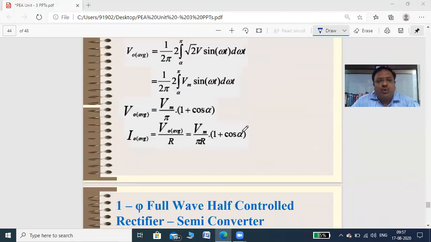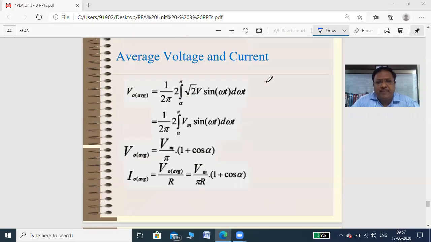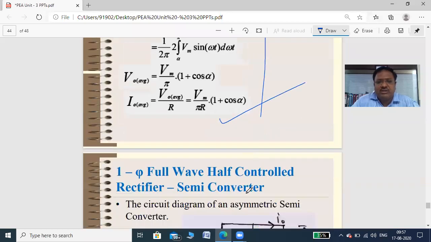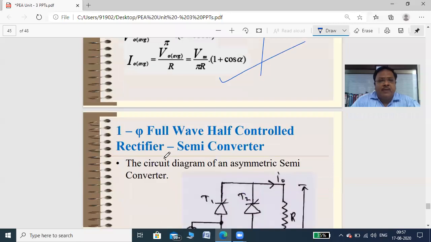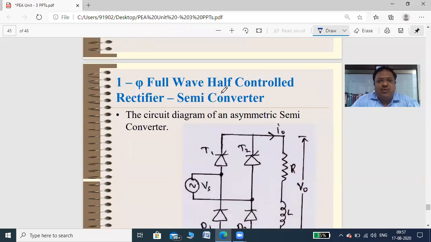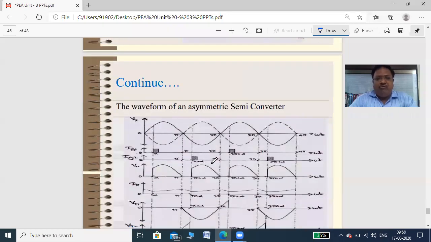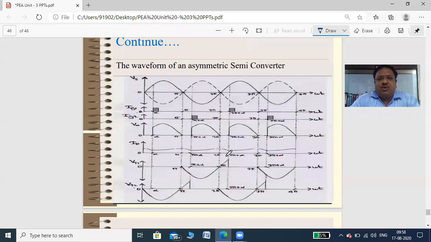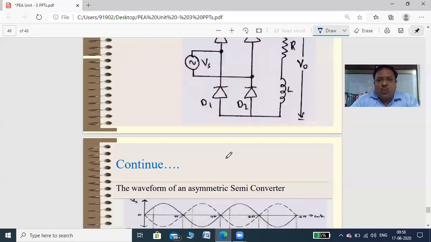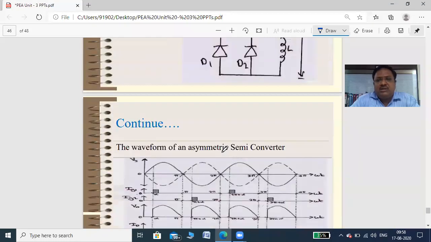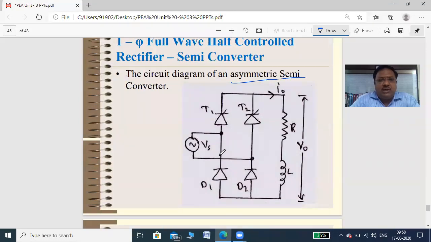The output voltage, average voltage, everything is same, right? Nothing is different. Average voltage is the same, that is Vm by pi times (1 plus cos alpha), and everything. Everything is same. Okay. Then single phase full wave half controlled, that is the asymmetric configuration, right? This is another type of semi converter. The output waveform, everything is again same, right? Just the working is slightly different. So we have to understand the working only. Remaining things are same. Now, what happens in this circuit configuration?